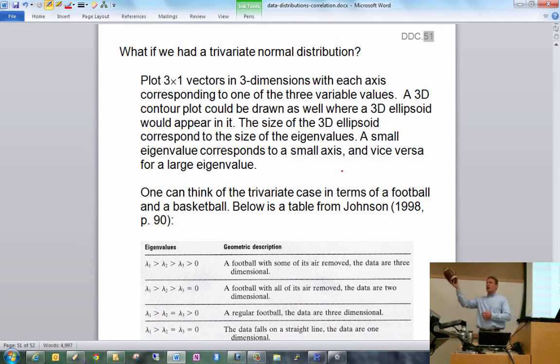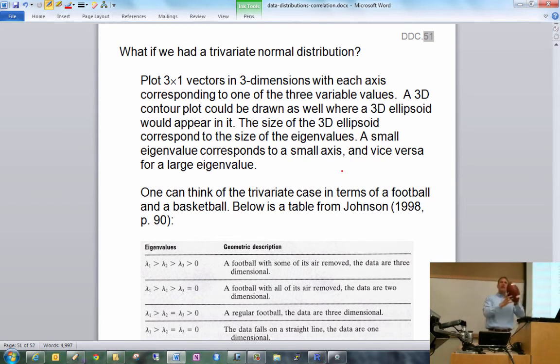Now, let's say you have the covariance matrix. You could find the first eigenvalue, the second eigenvalue, the third eigenvalue. Which direction in this football do you think the first eigenvector will point towards? This part right here, because that's the longest. Just like what we saw with the ellipse in the two-dimensional case.